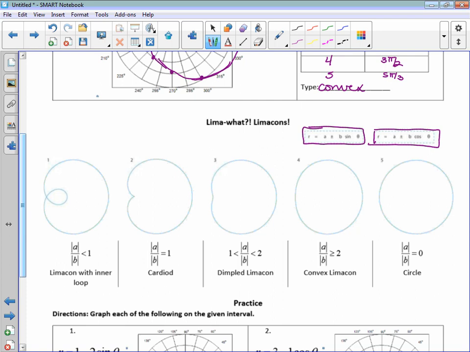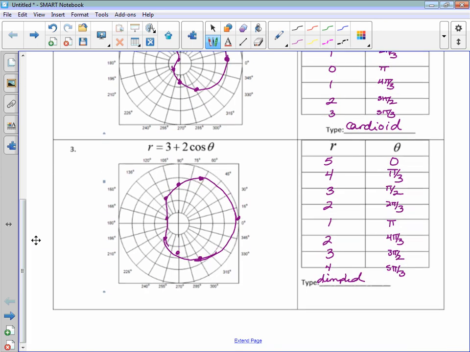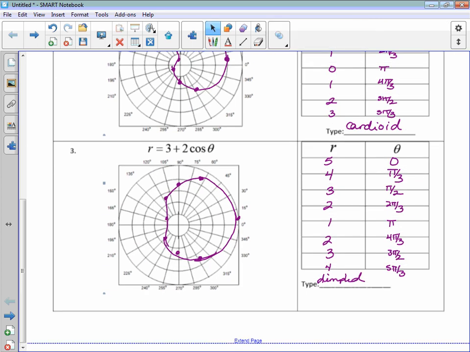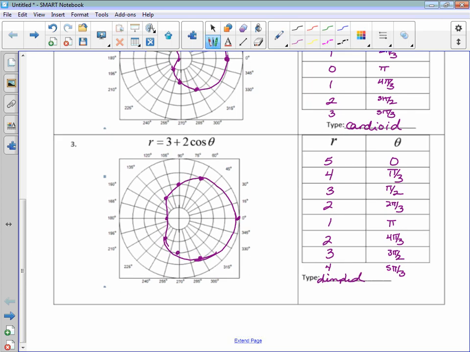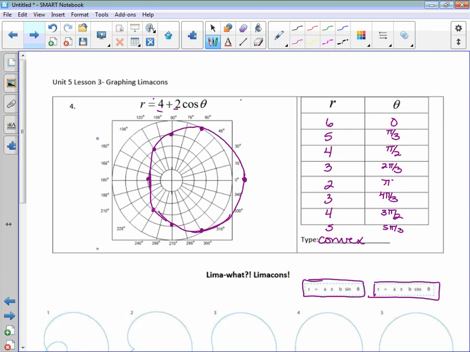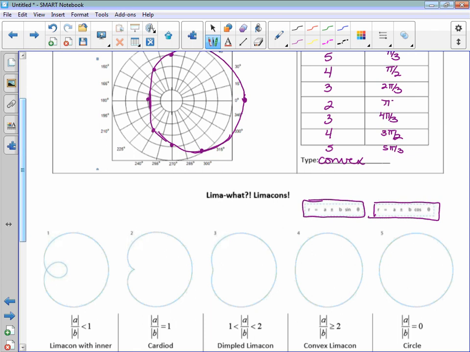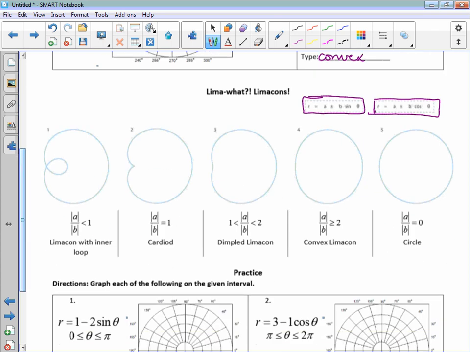The next one was dimpled. This is the only one that's a little weird. Your A over B is somewhere between 1 and 2. If you look back at our third one, your A over B was 3 over 2. Would you agree that's bigger than 1, but smaller than 2? Okay, and that's why we had dimpled. And then the last one, 4 over 2, that equals 2, right? So if it is greater than or equal to 2, that's when you get a convex.